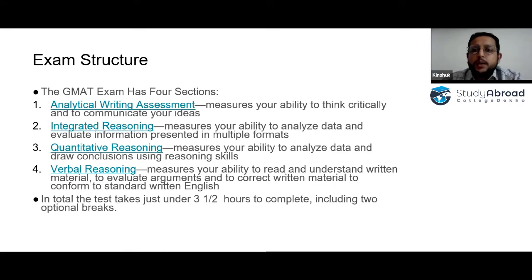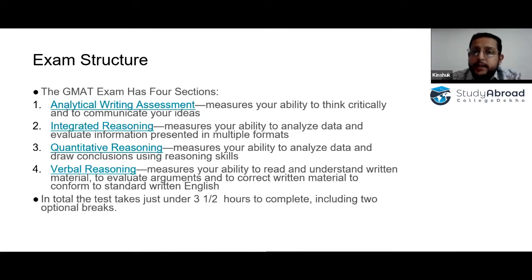So first of all, the exam structure has 4 parts: analytical writing assessment, integrated reasoning, quantitative reasoning, and verbal reasoning. In analytical writing assessment, you have to critically analyze a given scenario and communicate your ideas in an effective manner. It is a time-bound test. You get 30 minutes here and you have to write roughly around 300 words, and you have to convey the idea required there. So your grammar, your punctuation, your vocabulary, your style of writing a sentence, everything is tested there.